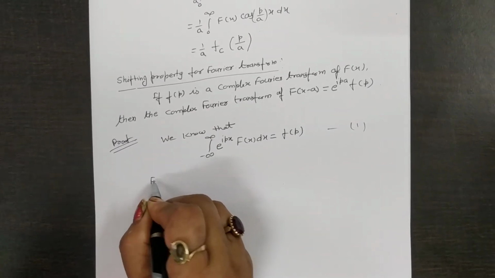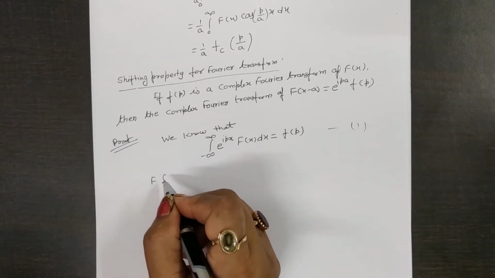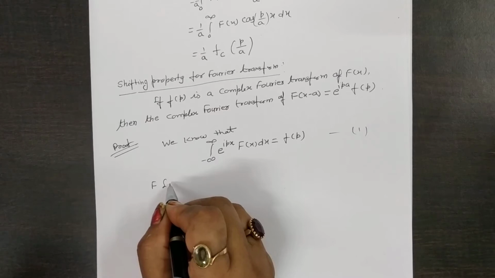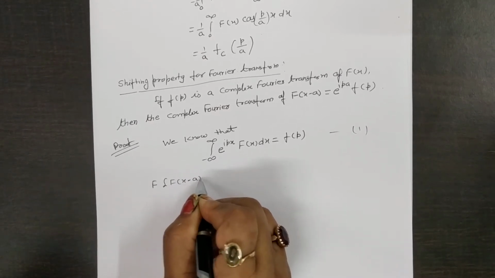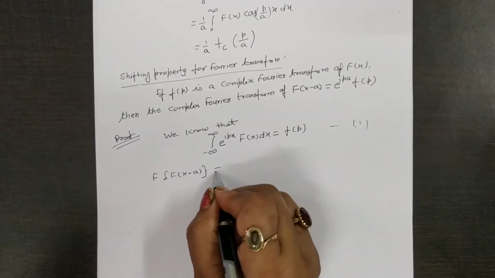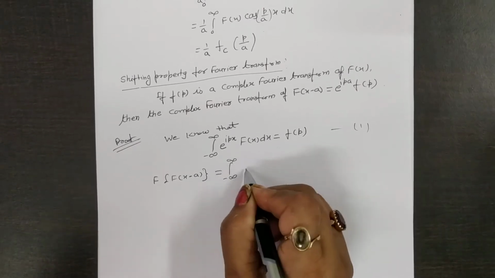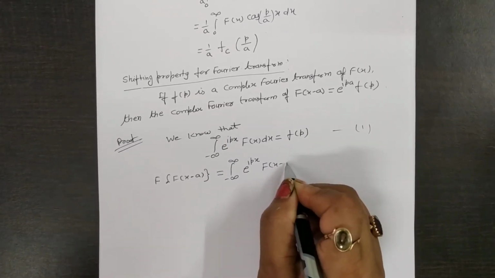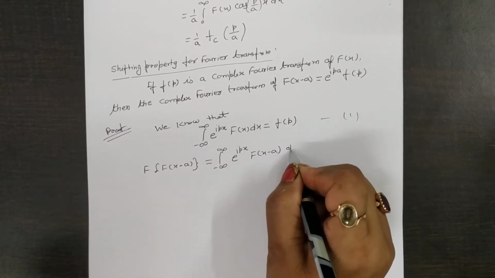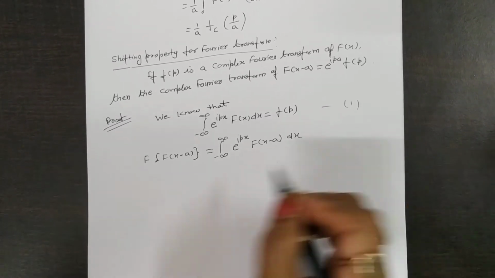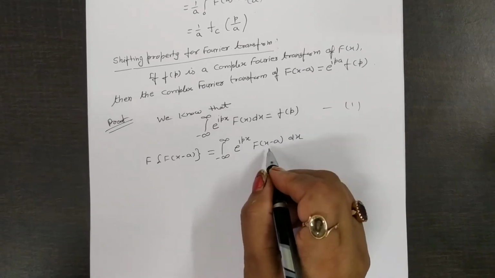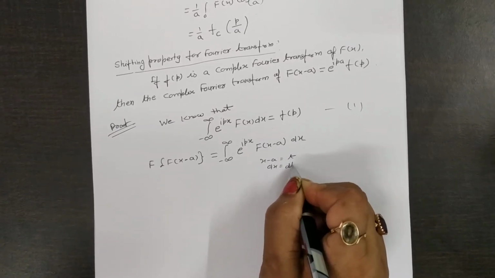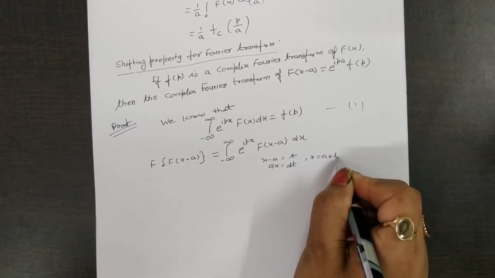Now for f(x minus a), again operating the definition, that is the integral from minus infinity to infinity of e to the power ipx, and in place of f(x), f(x minus a) dx. Clear? Now we substitute x minus a equal to t, so dx is equal to dt and x is equal to a plus t.